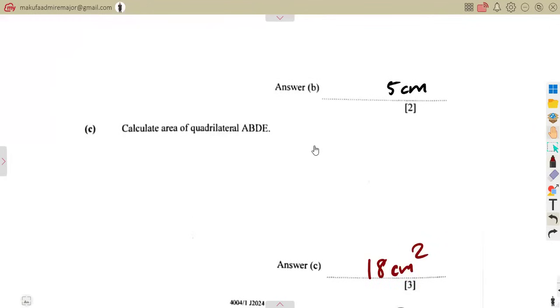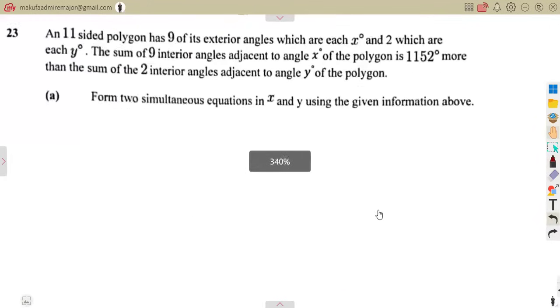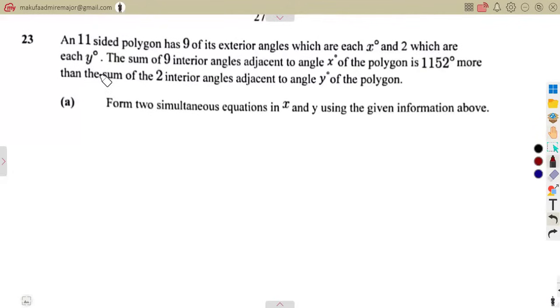All right, then we are given another part, which is question number 23. An 11-sided polygon has got 9 of its exterior angles each x, and 2 are each y degrees. So it's just like, okay, there's something like this, guys. It's going to be 11-sided and so on. So let's just say I want you to note the relationship of exterior angles. This is x, this is x, this is x, and so on. Then we're going to have two angles of y there, just maybe another y like this. There are so many x, another x, another x. There are 9 of them.